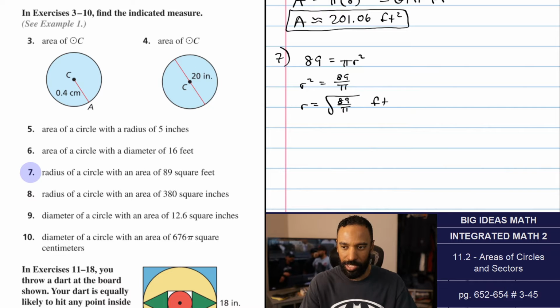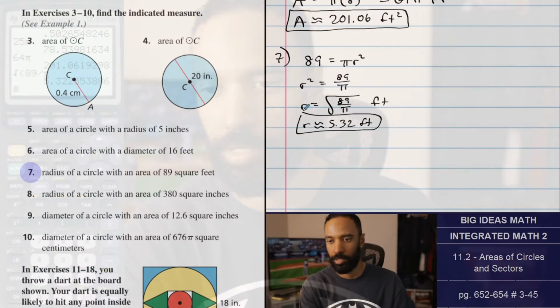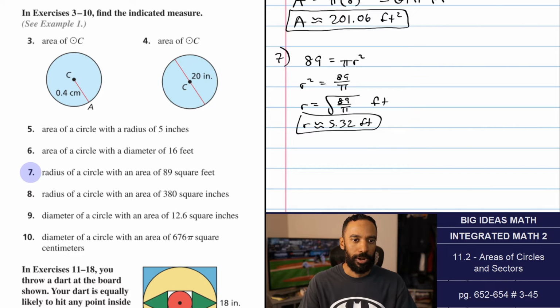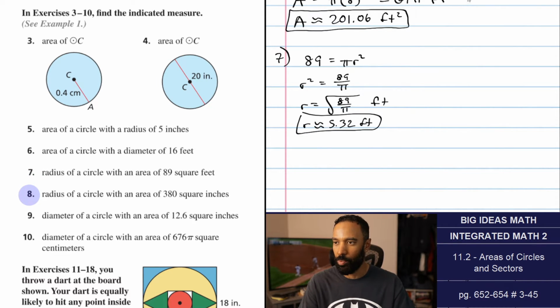That is an exact value. Let's look at the calculator for this one. So we're going to do square root of 89 over pi, and that's all inside the square root there. So that's 5.32 about. So about 5.32 feet. That is number 7. Number 8, let's find the radius of a circle with an area of 380 square inches.